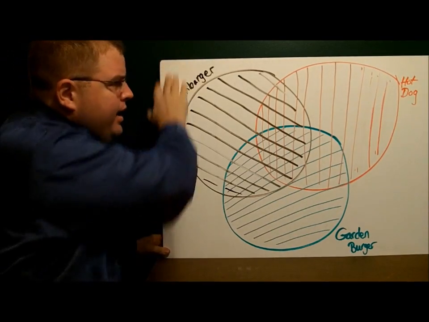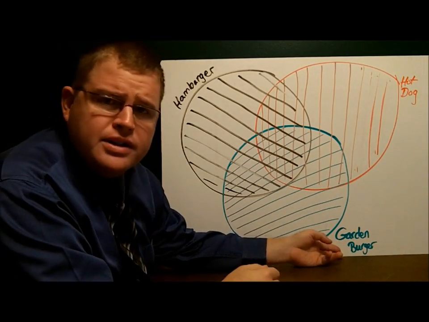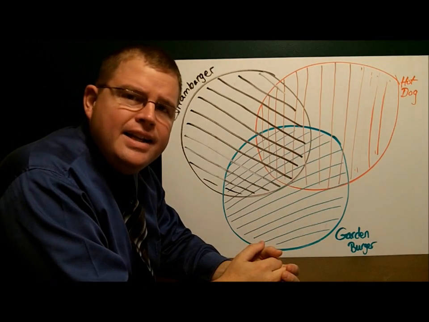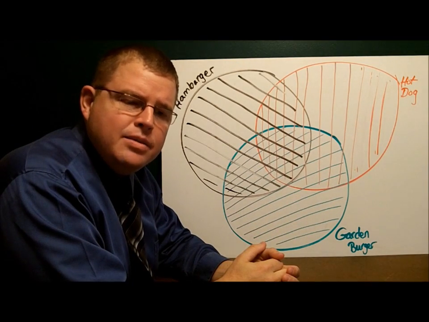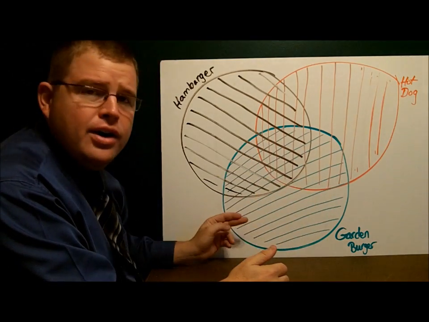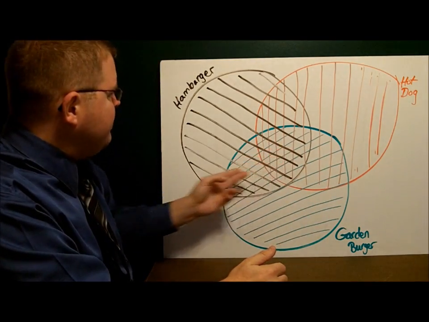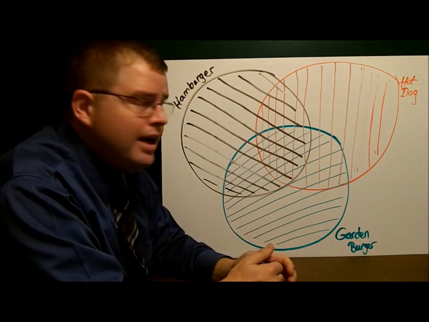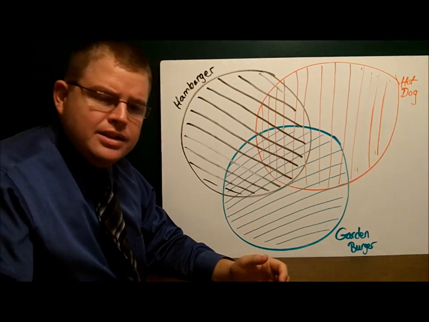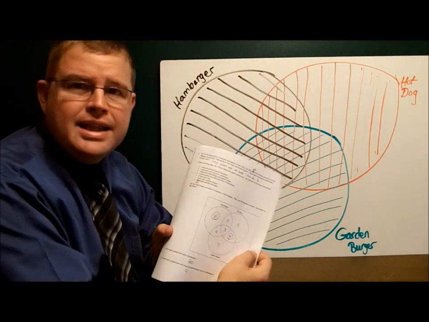And at this party, we're serving garden burgers, hamburgers, and hot dogs. And I've shaded in these circles a bit to help us just see what we have going on. Anybody in the green circle had a garden burger. Anybody in the brown circle had a hamburger. And anybody in the red circle had a hot dog. And let's take a look at the information that they gave us.